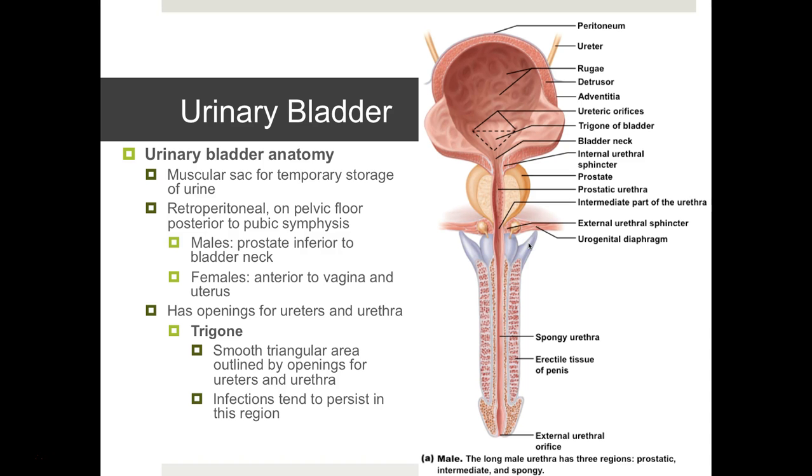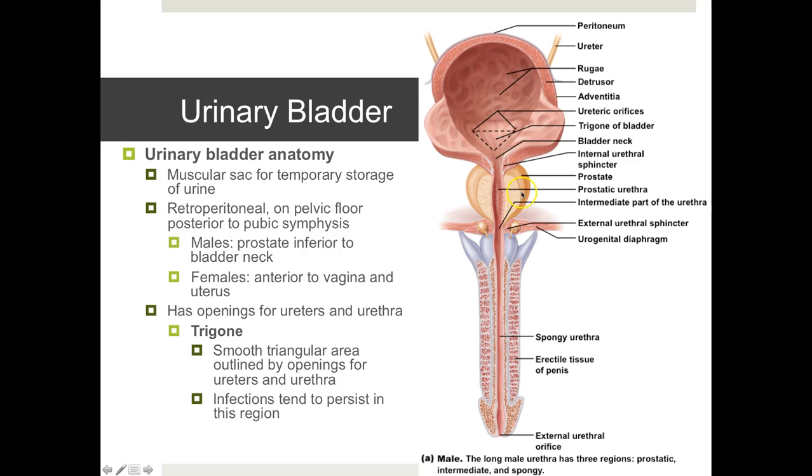Next, we have the urinary bladder, and this is going to be a muscular sac for temporary storage of urine until we move it through the urethra. So this structure is also retroperitoneal. We will find it all on the pelvic floor and posterior to that pubic symphysis, the most anterior part of the os coxa. And we're going to have a difference in this in males and females. In males, we're going to see that the prostate is inferior to the neck of the bladder.